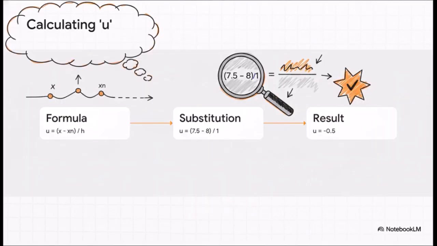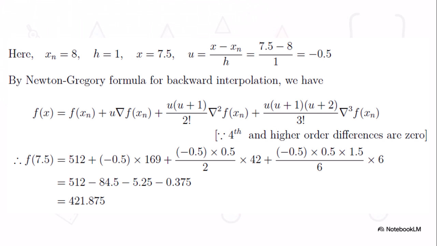Now, there's just one more little piece we have to calculate. It's this variable called u. And all u really does is tell us how far our target point is from the last known point, but as a fraction of the step size. We just plug in our numbers, 7.5 minus 8, all divided by 1. And that gives us a u value of negative 0.5. Simple as that. And now, for the main event.